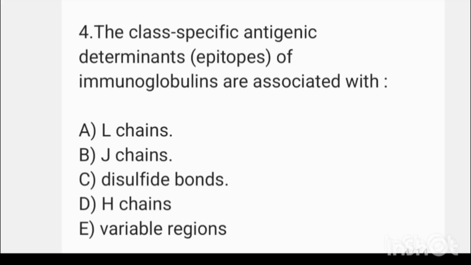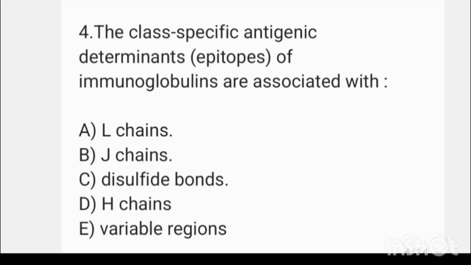Fourth question, the class-specific antigenic determinants, that is epitopes, of immunoglobulins are associated with options A. L chains, B. J chains, C. Disulfide bonds, D. H chains, E. Variable regions.